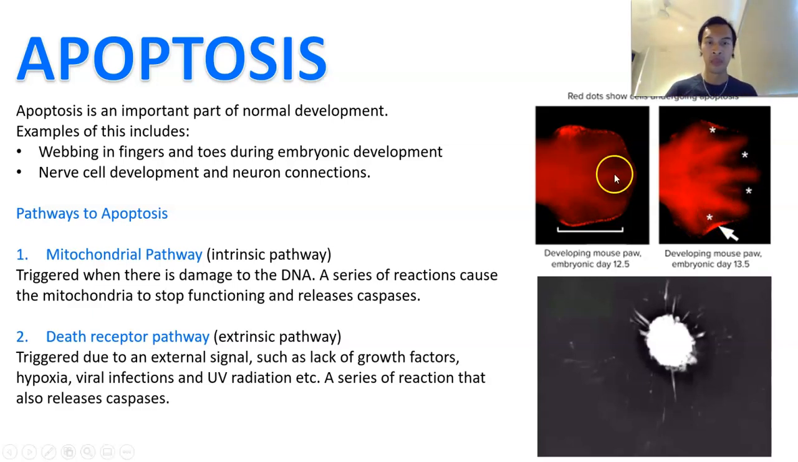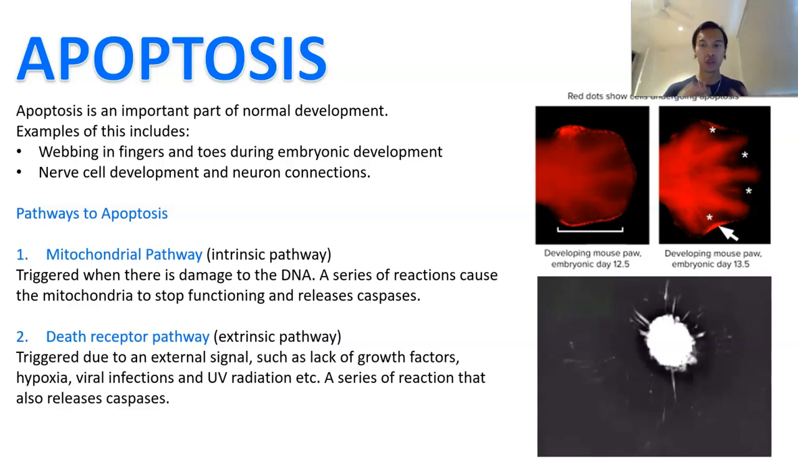Other examples include nerve cell development and the neuron connections on the edge of each of those cells. Those little connections are these frilly bits. Well, the cell needs to eliminate the in-between in order for the neuron connections to occur between the cells, and you get normal nerve development.